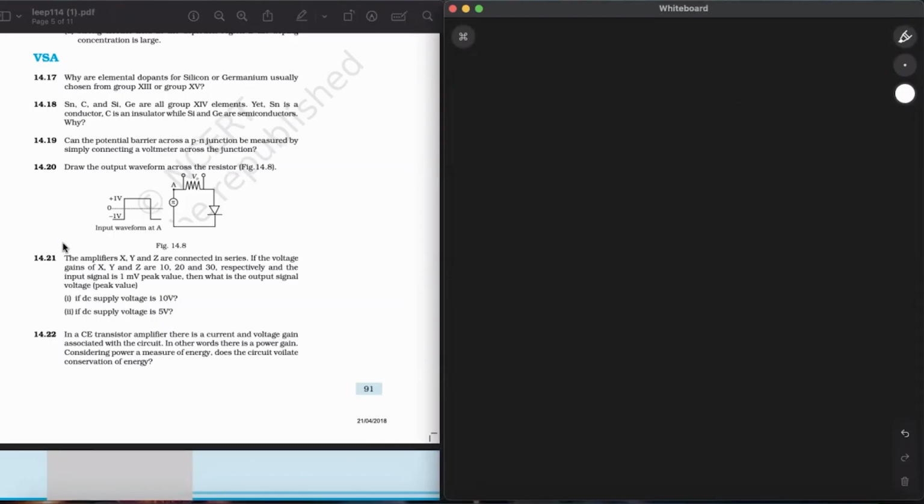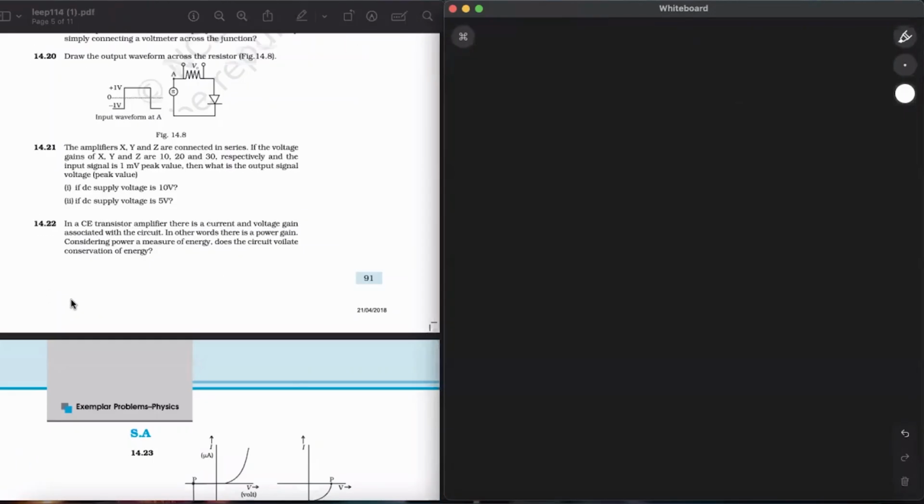Now hopping on to question number 21. The amplifiers X, Y, and Z are connected in series. If the voltage gains of X, Y, and Z are 10, 20, and 30 respectively, and the input signal is 1 millivolt peak value, then what is the output signal voltage? Okay, so if DC supply voltage is 10 volt, if DC supply voltage is 5 volt.